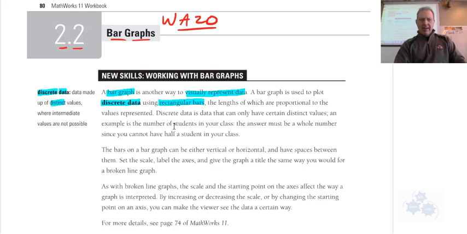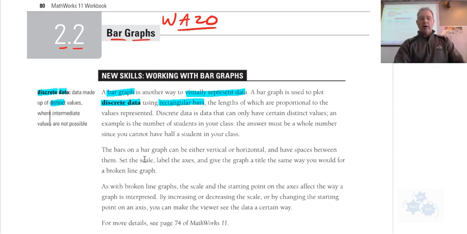Discrete data is data that can only have certain distinct values. An example is the number of students in your class. The answer must be a whole number since you cannot have half a student in your class. So there are restrictions as well with the numbers sometimes. If we're talking about students, we have to have whole numbers, right? Maybe there are restrictions on some things and not others.